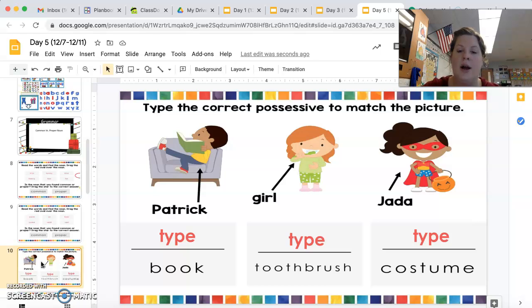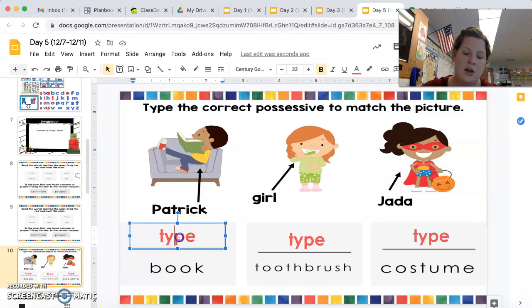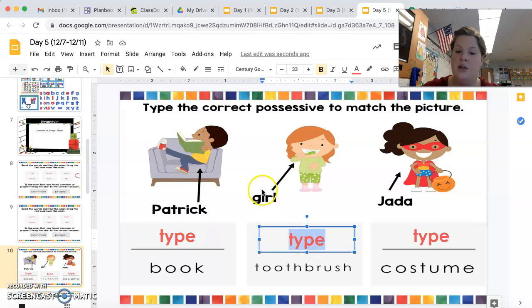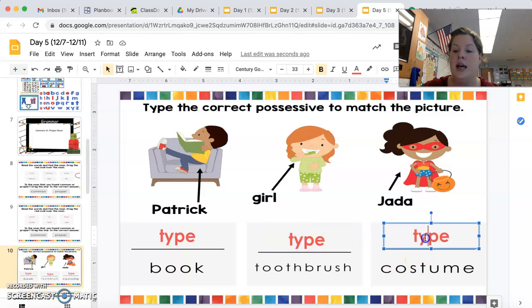It says type the correct possessive to match the picture, okay? So, it says book. You're going to type in here. You're going to put his book, okay, her book, and then toothbrush, and it's pointing that it's a girl, so you're going to put something to show that it's a girl, her, she, and then Jada, this is her costume, so you got to think of what you're going to put for her costume. If it's her, she, type those in that box.